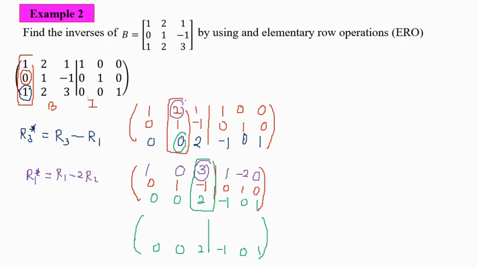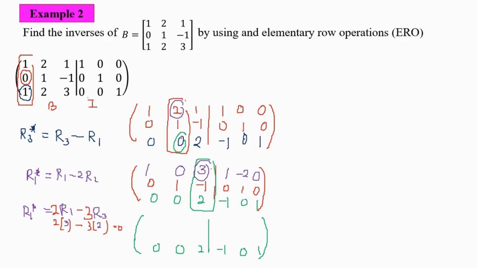Since the 3 is the element of row 1, I use my row 1 and my row 3, R3. So my row 1 has 3, and my row 3 has 2. How am I going to make it 0? Very easy: I just multiply the 2 times 3 minus the 3 times 2, and you are going to get 0. So this means I use the same formula, 2R1 minus 3R3.